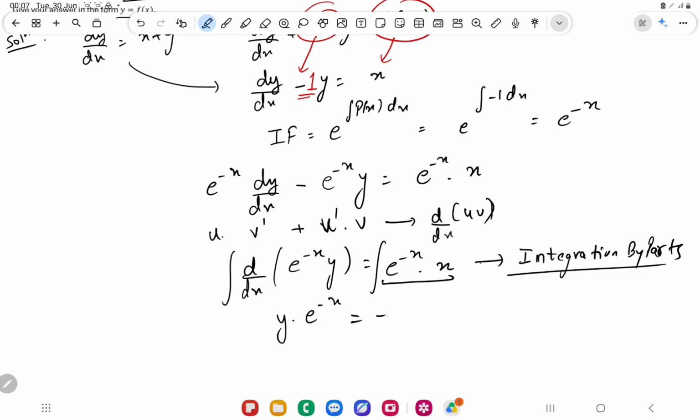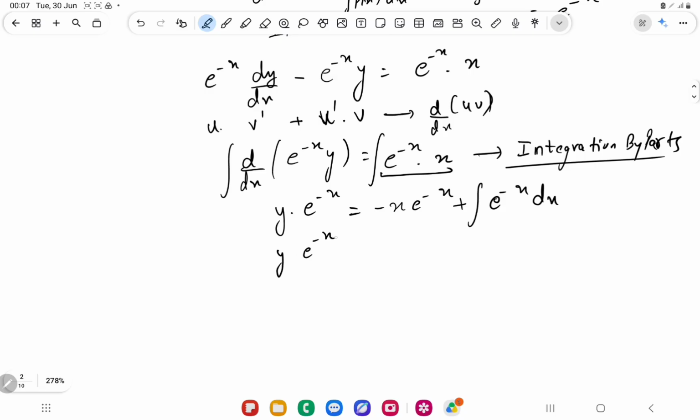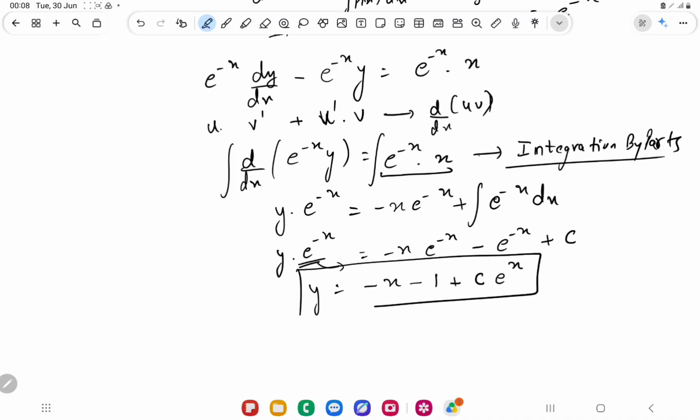According to that, it will become minus x e to the power minus x plus integration of e to the power minus x dx. So we can simplify and write our answer as minus x e to the power minus x, the integration of this, plus c. If I rearrange again and write my answer, I can bring this to the right side. So this becomes y equals minus x minus 1 plus c into e to the power x.